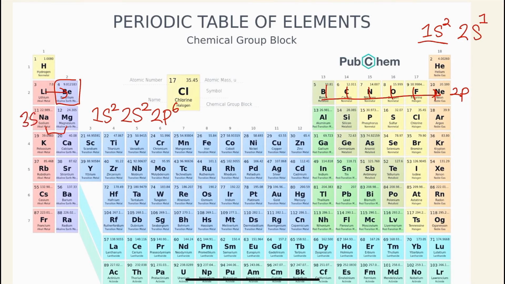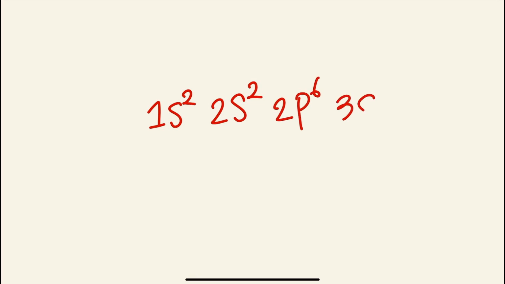This is in the 3s subshell. We have to hit 2 of them to get to magnesium. So we'll put a 2 in the superscript. This is the electron configuration for magnesium. Pause the video and try it yourself for argon. If you got 1s2, 2s2, 2p6, 3s2, 3p6, you are correct.